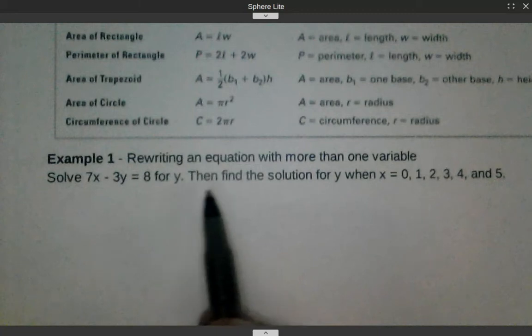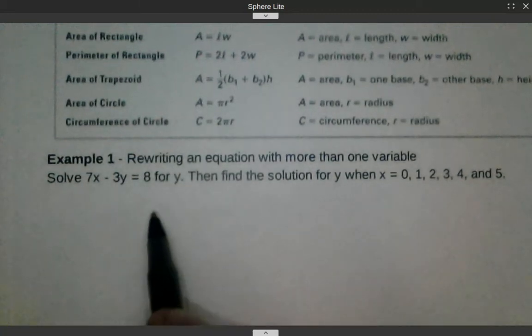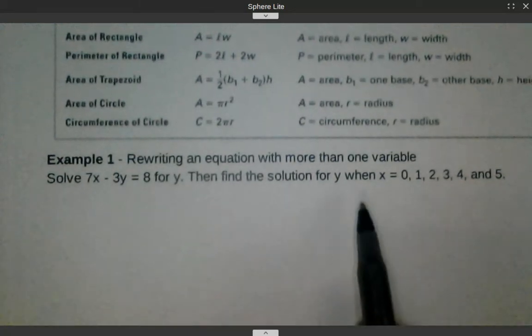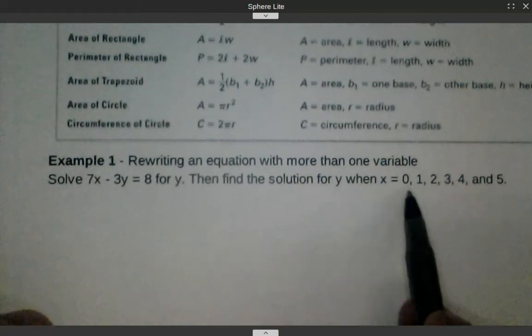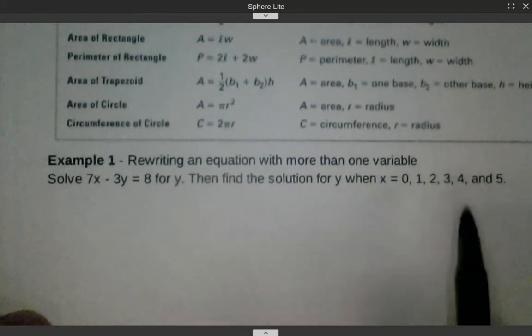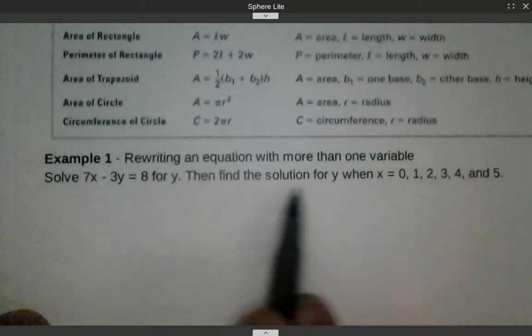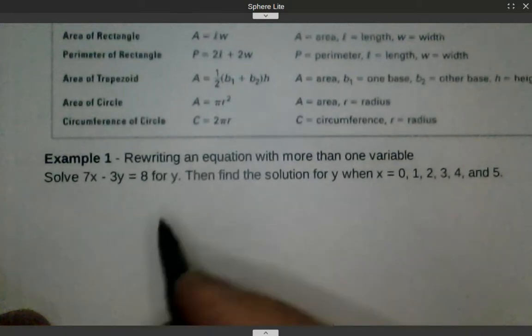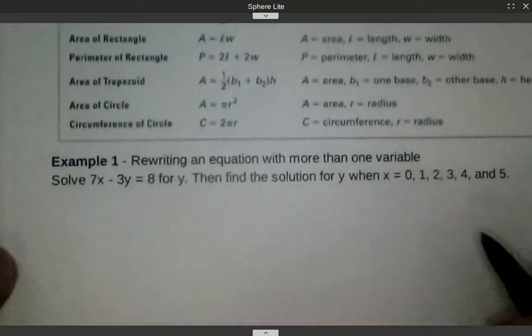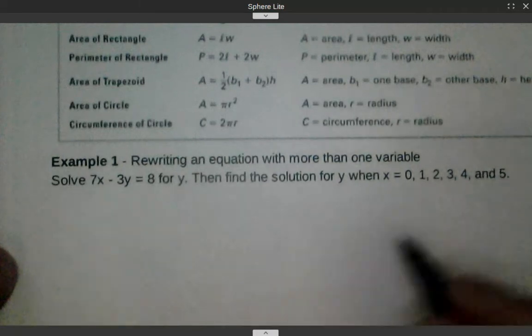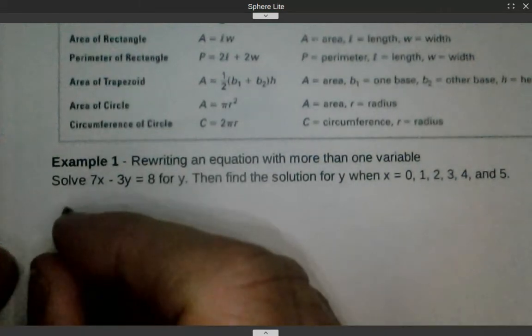Number one, rewriting an equation for more than one variable. What we want to do is isolate y, and then solve for y when we are given x. The reason why we'd want to solve for y when we're given these numbers is because if we don't, let's take a look at how we'd have to solve, for example, y when x is equal to 1.